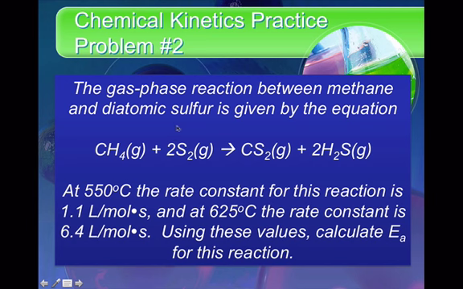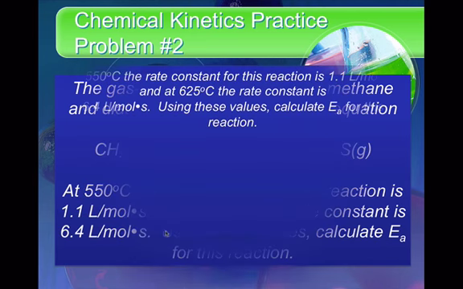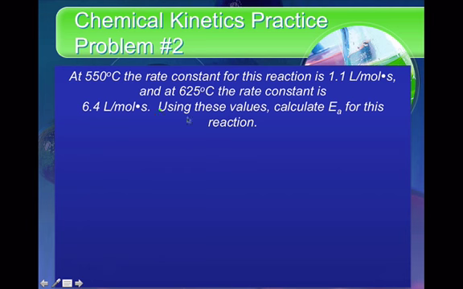So our question is here. There's our reaction. At 550 degrees Celsius, the rate constant for the reaction is this. So these two numbers are going to go together, and the 625 is going to go with the 6.4. Those are the temperatures that correspond with the rate constants. It says using these values, calculate EA for this reaction. So here we go. I just did it but smaller so that I could still see the numbers.